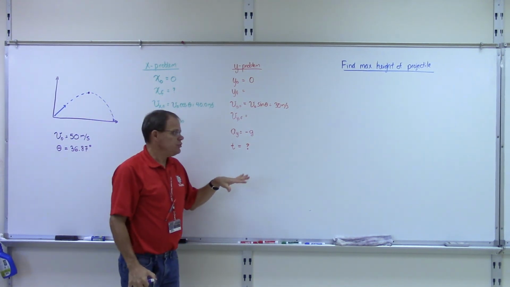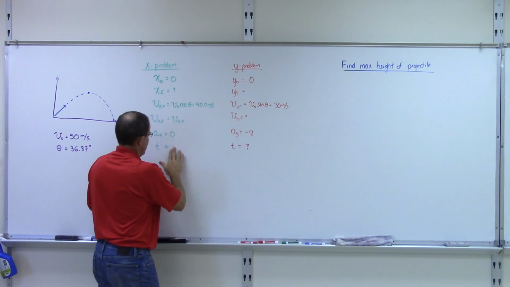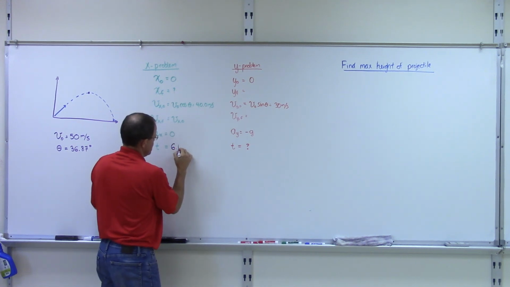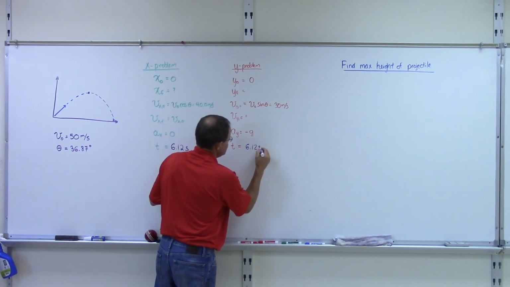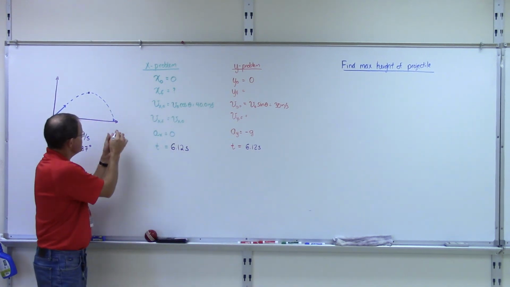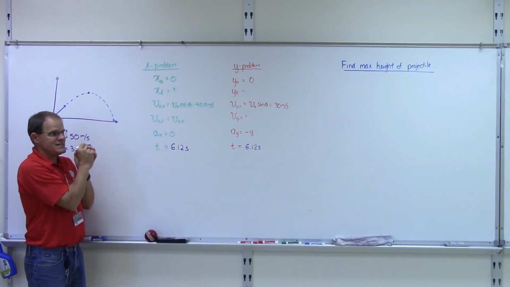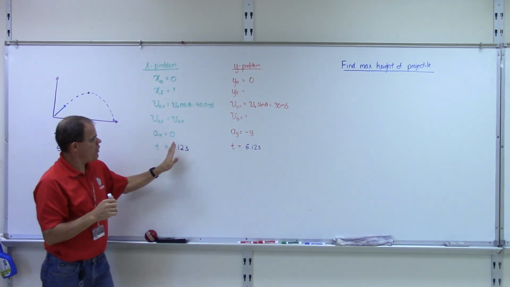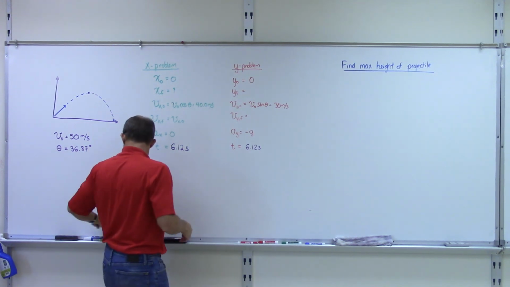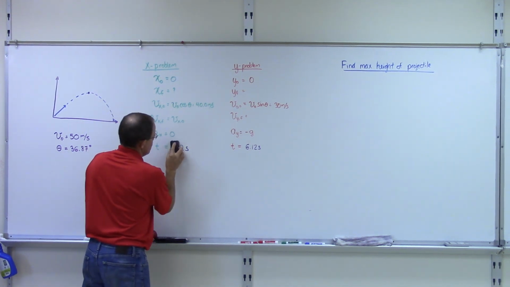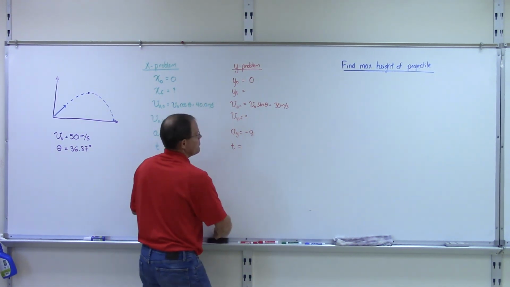Now, we found a time of 6.12 seconds when we solved this problem. We cannot use that time because that is the time the projectile reaches the ground. That's not the time it was there. So although we already found the time, we can't use that right now. So that's why I'm going to leave that blank. So what we're trying to do is find the maximum height of the projectile.